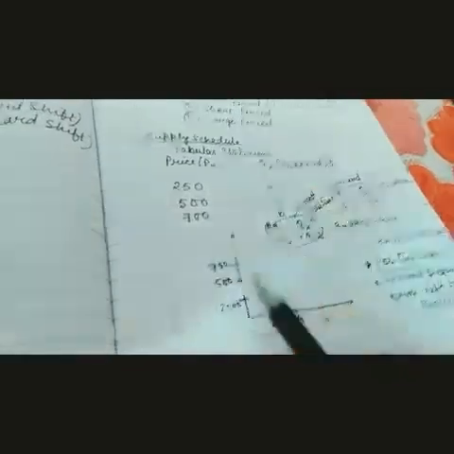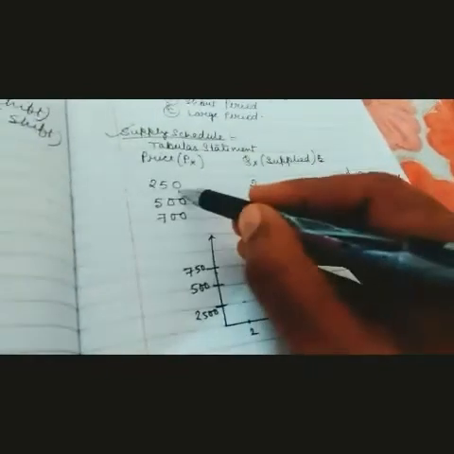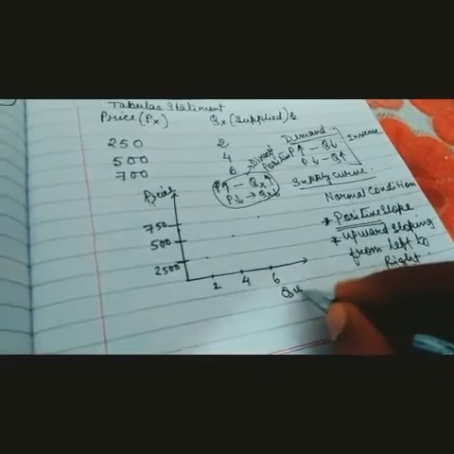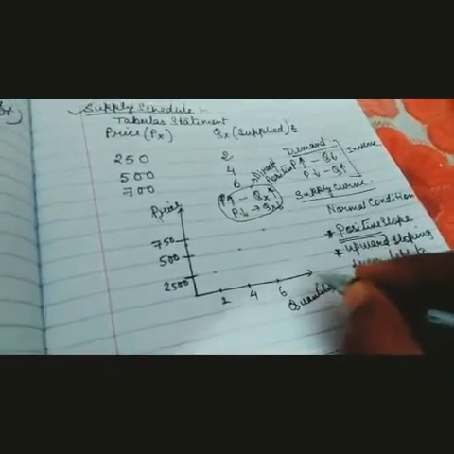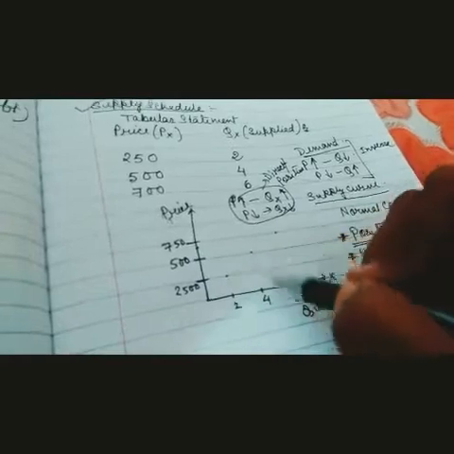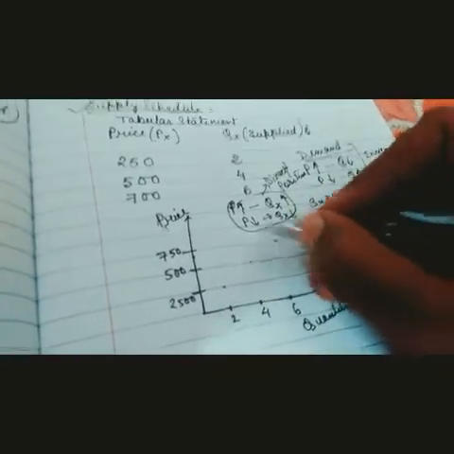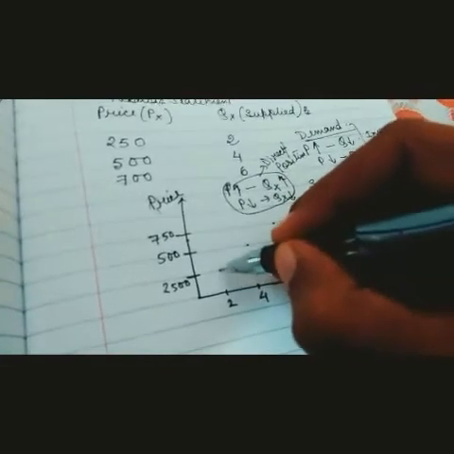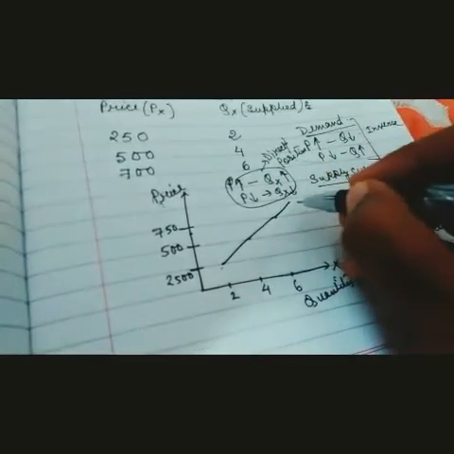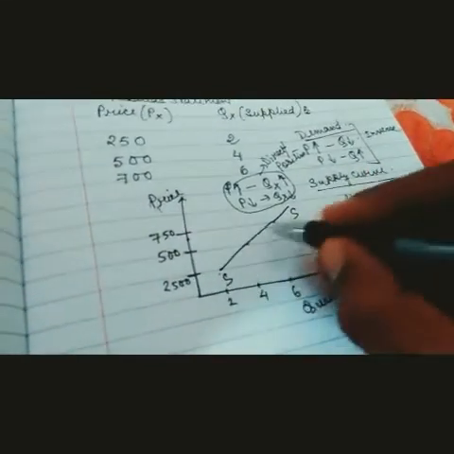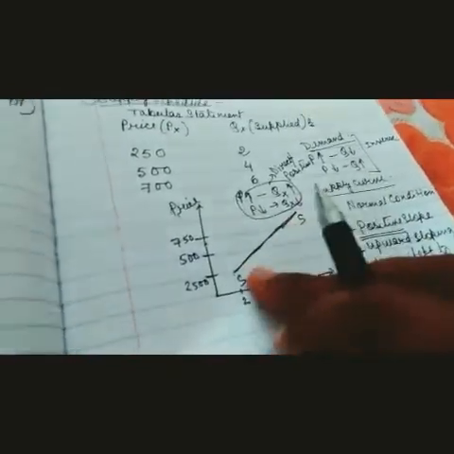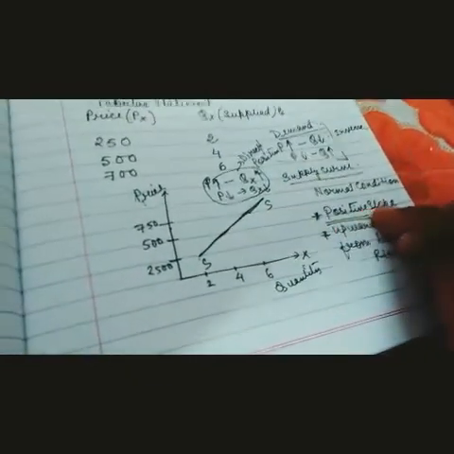Now this is the supply schedule. So now if I put the price out here on the y-axis and quantity on the x-axis, what do we find out? We find that 250 is 2, 500 is 4, 700 is 6. So we put the dots, and if we join these dots, then we can find that the supply curve is like this. This is a straight line. At times it may not be a straight line, it can be a curve, but this is upward sloping. So the supply curve has a positive slope.